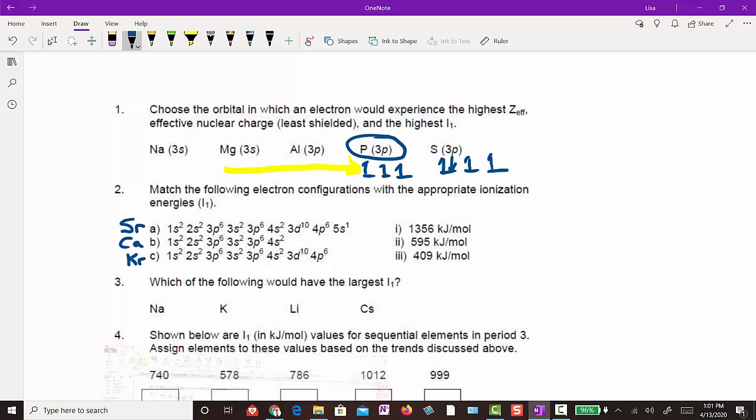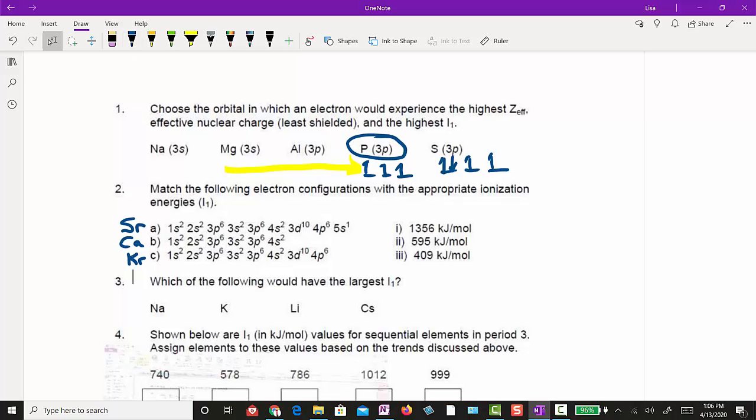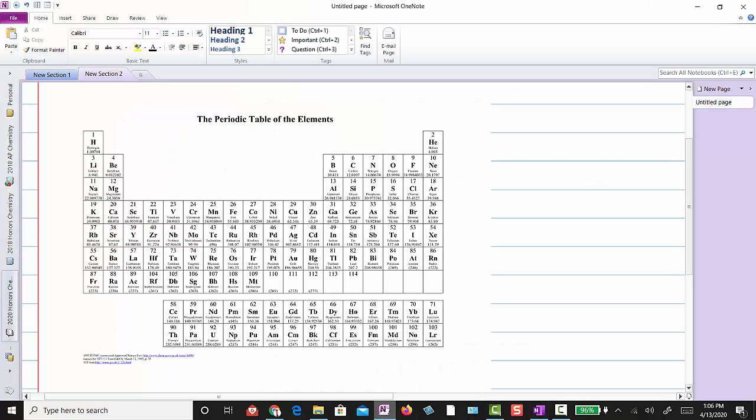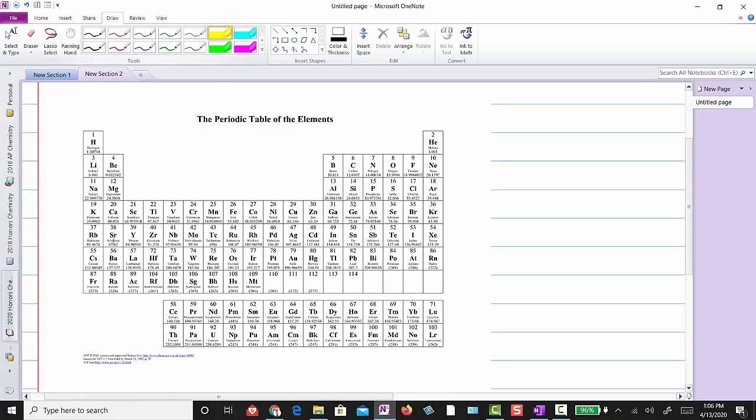Now that I have a periodic table I can refer to, we have strontium, calcium, krypton. Which one would be the highest? Calcium and krypton are going to be higher because their outer electron is closer to the nucleus, in the 4th energy level, whereas strontium is in the 5th energy level. Between calcium and krypton, krypton has 36 protons versus calcium's only 20, so krypton is going to be the highest. And strontium, because its electrons are further away, is going to be the lowest.